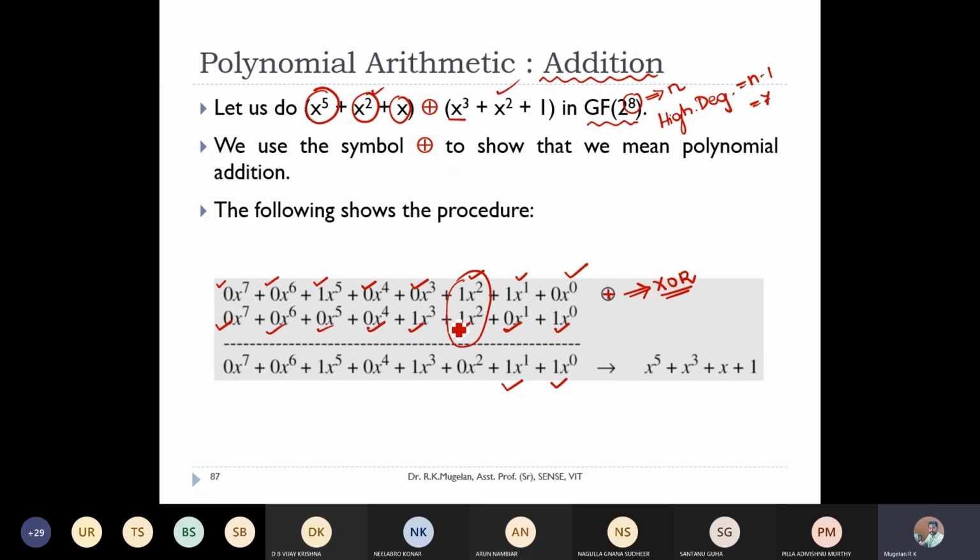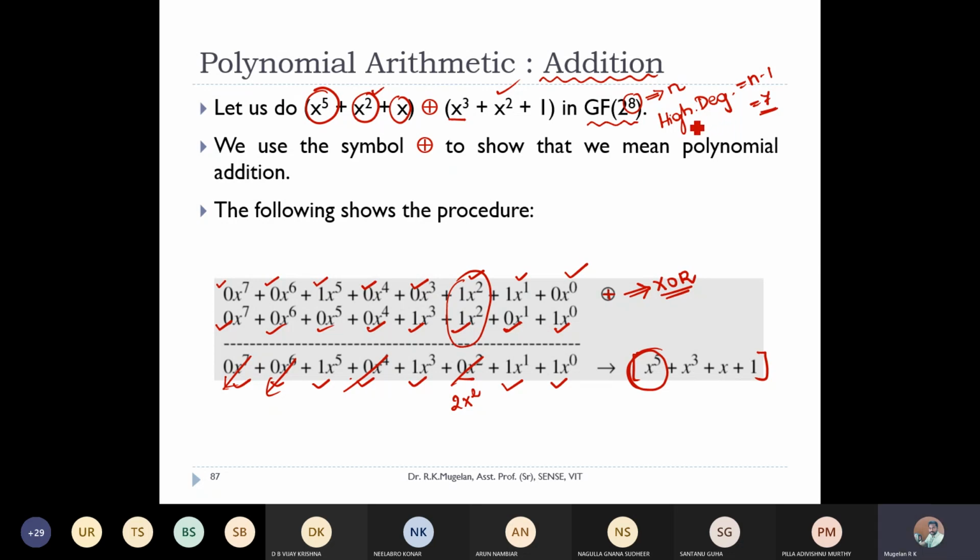If we go with conventional polynomial arithmetic, we would write 2x square. But from a cryptographic point of view, since we are performing the XOR operation, 1x square plus 1x square results in 0x square. So here 1x cube, 0, 1, 0, and 0. Now omitting all the 0 coefficients, I end up with x power 5 plus x cube plus x plus 1. You can see the resultant highest degree is 5, so it is well within the degree of 7. There is no issue with respect to addition.